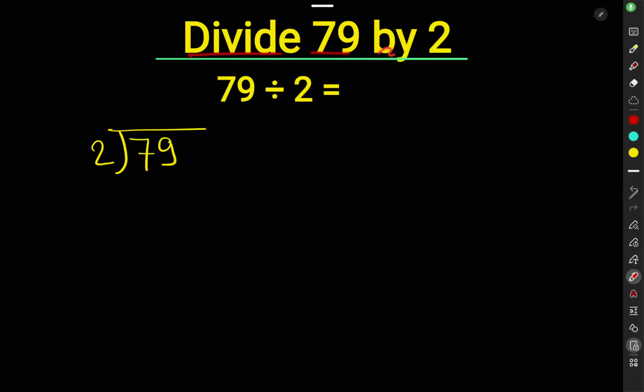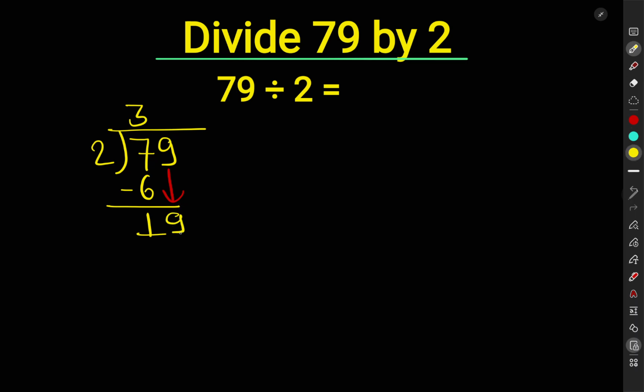Divide 79 by 2. So here we divide 79 by 2 in a long division method. So 2 times 3 means 6. On subtracting we get 1. So now this 1 is less than 2. So we bring down the number beside this, 9.